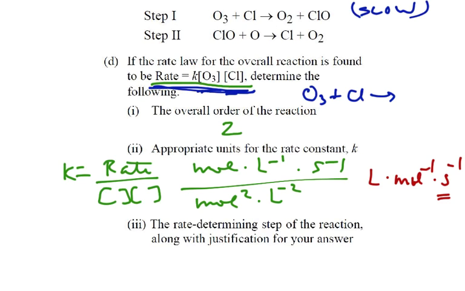So we know that the first step is the rate determining step. To determine which one is the rate determining step, we'd say it's step 1. The reason is that if it were step 2, we can eliminate that because our rate law would say ClO and O, and neither of those are in there. So it is step 1 because it has O3 to the first power, one O3 and one Cl, which is going to give us the rate law of the slow step, step 1.